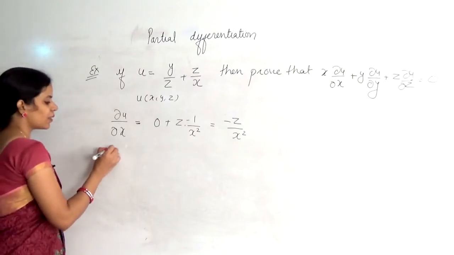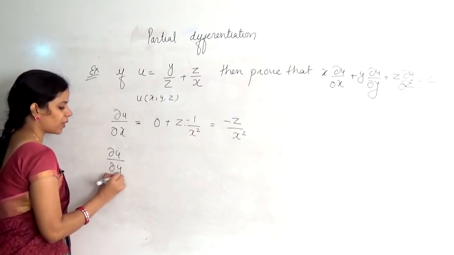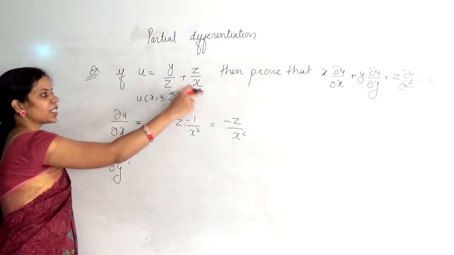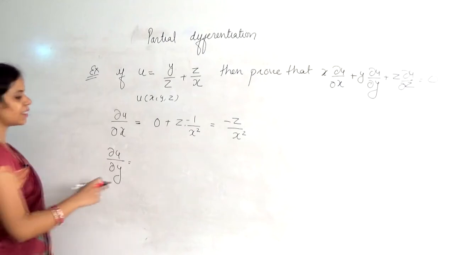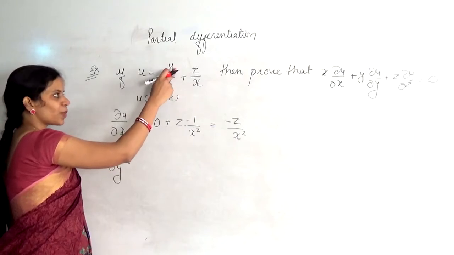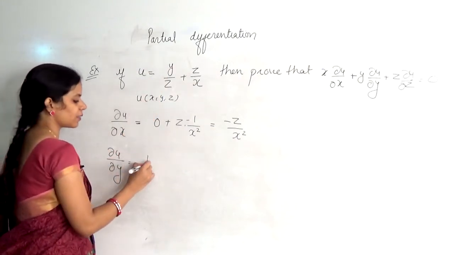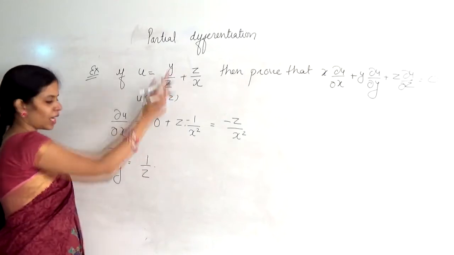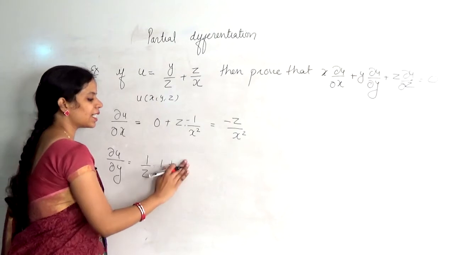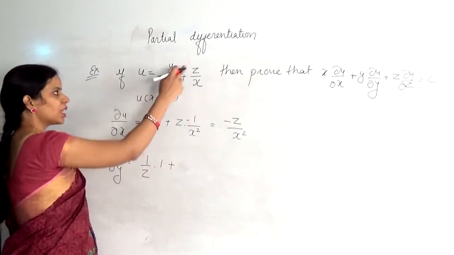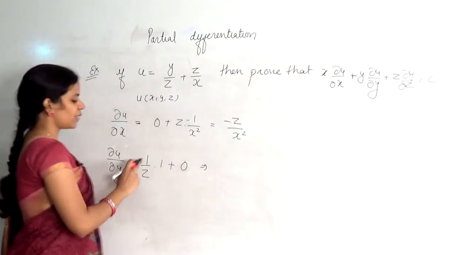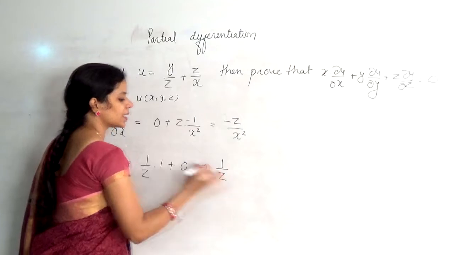Then we will find del u upon del y. To find del u upon del y, we will differentiate by keeping x and z constant. When we differentiate this term with respect to y, 1 upon z will be constant and the differentiation of y will be 1. Then z and x will be constant, so the differentiation of z upon x will be 0. So here we will get 1 upon z.